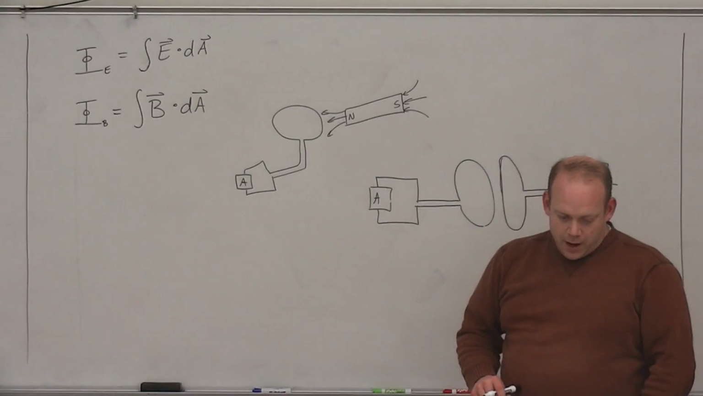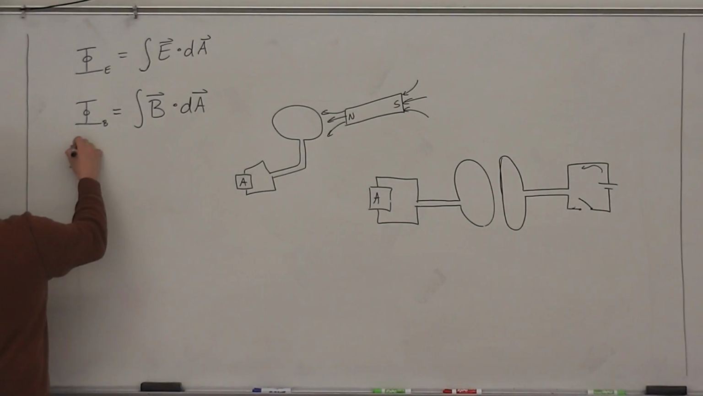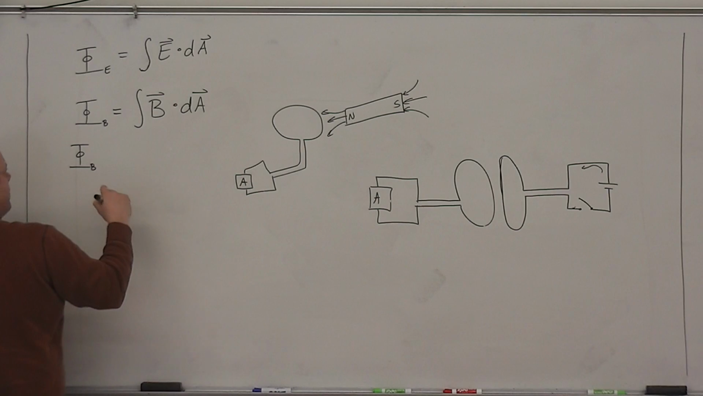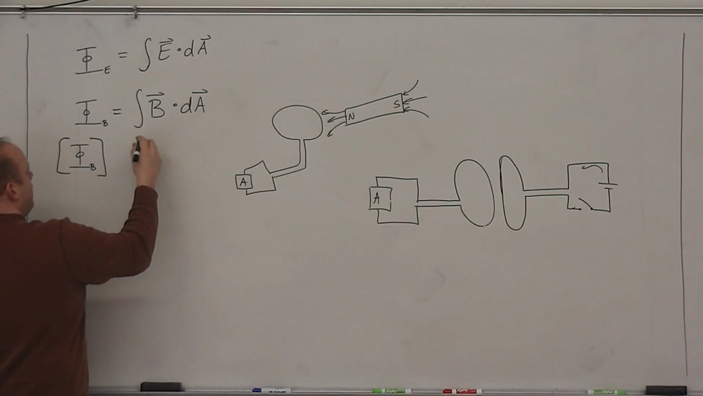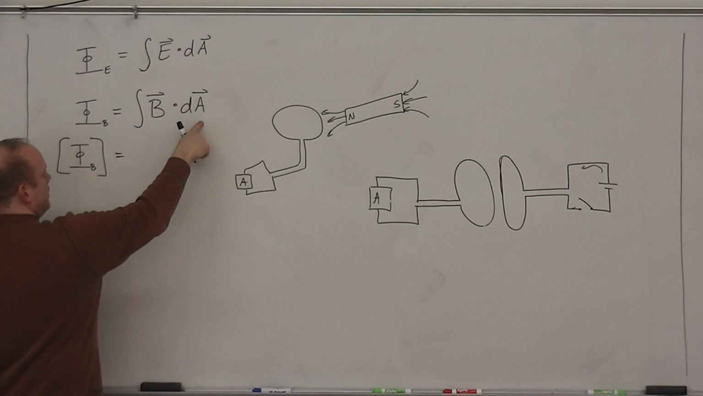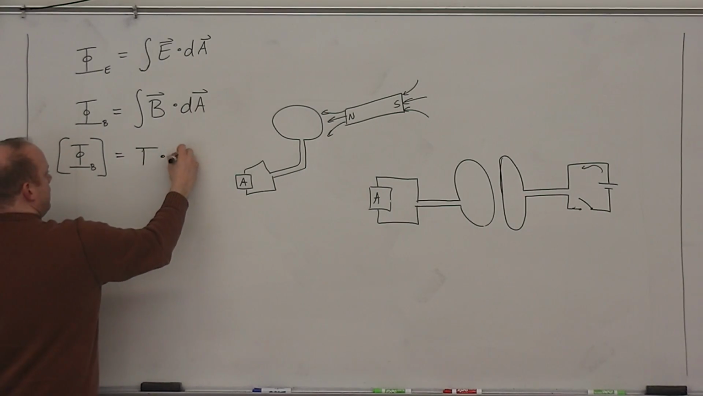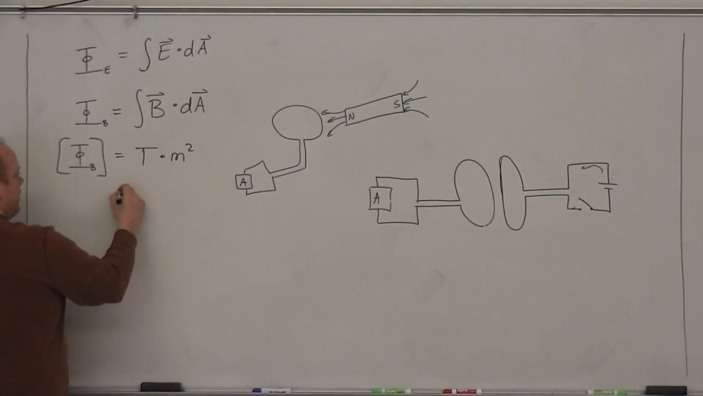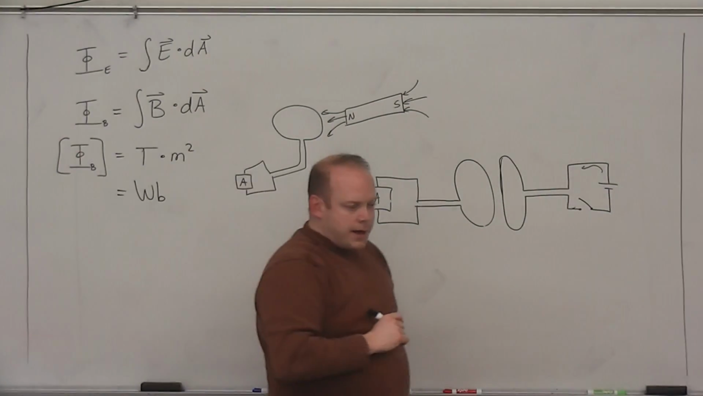Now, the unit for magnetic flux, by the way, is the Weber. This integral is just adding areas, so that's just meters squared. So we have Tesla meters squared, and that is equal to the Weber.